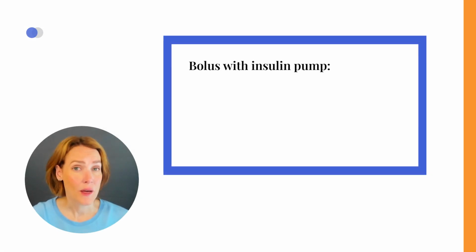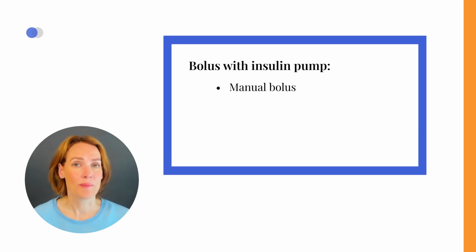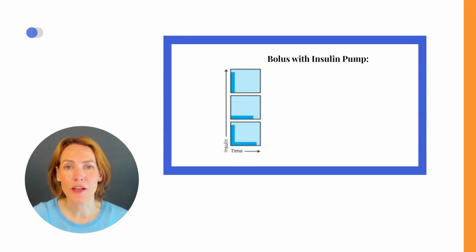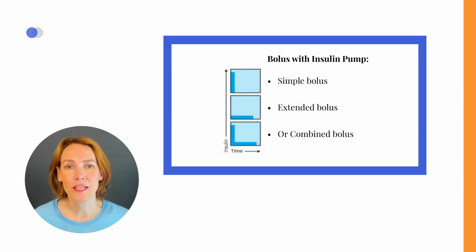As for bolus insulin, the pump gives 2 options: a manual bolus, which lets you determine the insulin amount you want to administer, and a bolus from the bolus calculator, which computes the necessary insulin based on your carbohydrate intake, blood sugar level, carbohydrate ratio, insulin sensitivity, target value, and active insulin. Furthermore, you can choose among various types of boluses like a simple bolus, an extended bolus, or a combined bolus that could be particularly useful for meals high in fat.